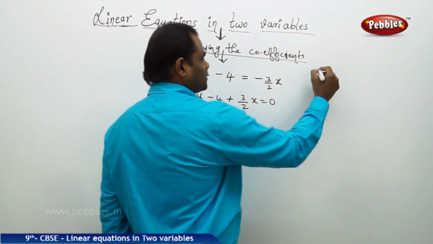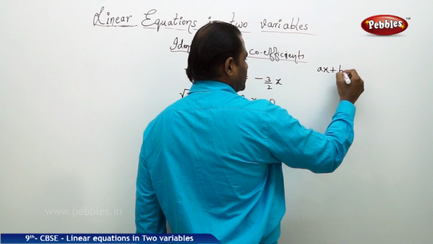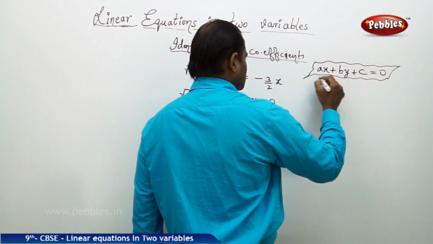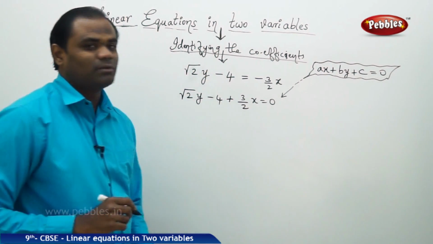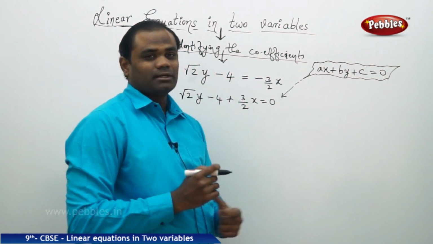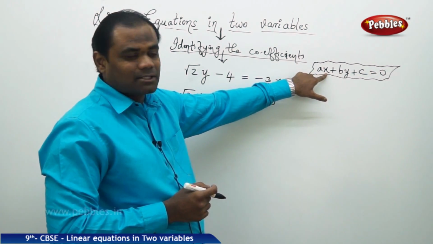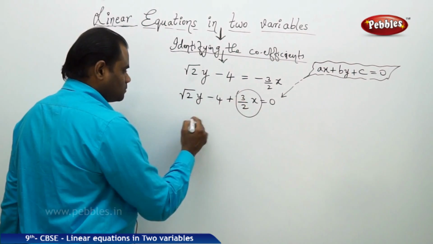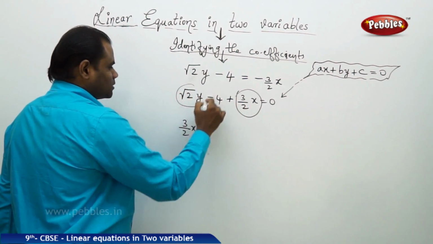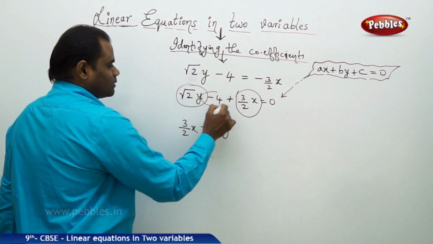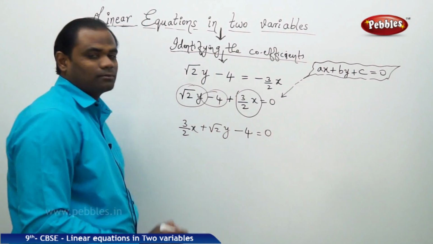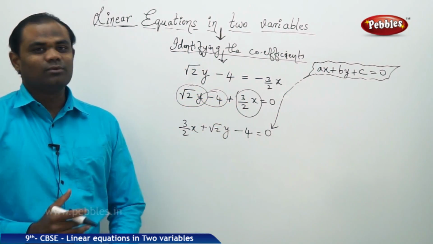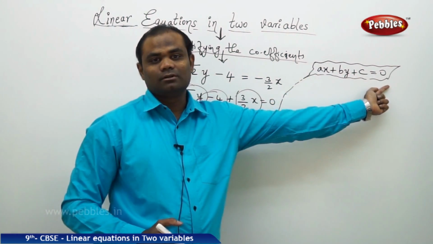Now keeping in mind the general linear equation being ax plus by plus c equal to 0, I try to express the given problem into ax plus by plus c form. So initially I need to have the x term, the y term, and the constant, and then the 0. So let's go with the same rule. An x term 3/2 x, then the y term root 2y, and then the constant equal to 0 is how we express it in the general form ax plus by plus c equal to 0.